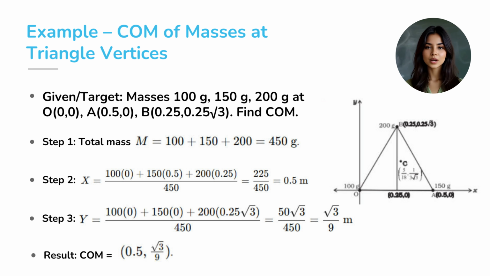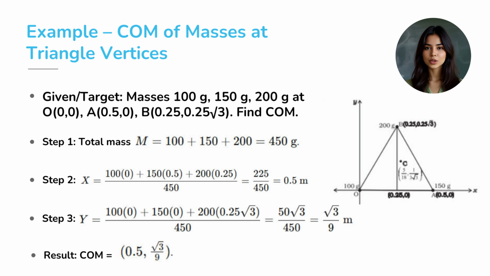Suppose we have three particles placed at the vertices of an equilateral triangle of side 0.5 meters. The masses are 100 grams, 150 grams, and 200 grams. Step 1. Total mass is 100 plus 150 plus 200 equals 450 grams. Step 2. X coordinate of COM equals (100 times 0 plus 150 times 0.5 plus 200 times 0.25) divided by 450.